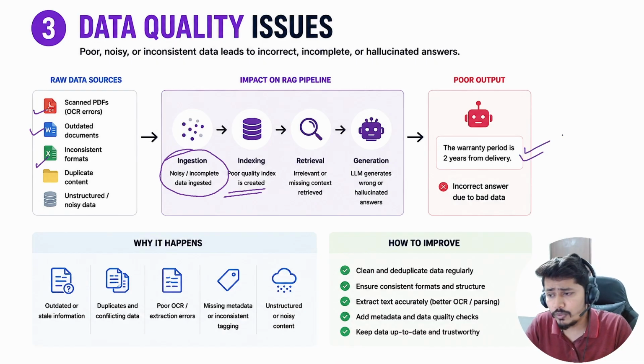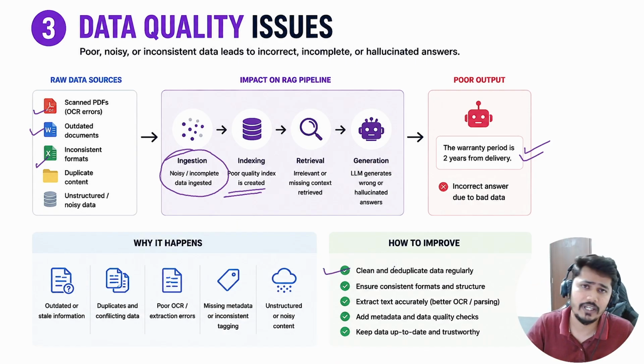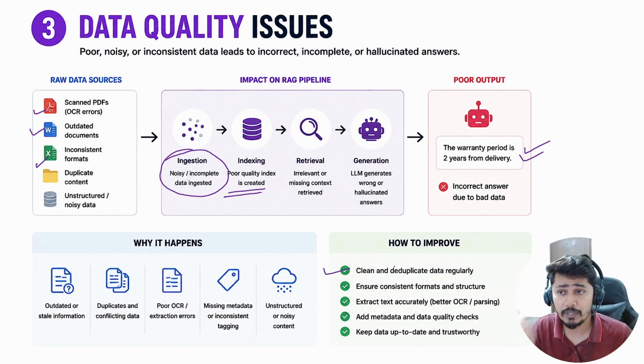So in order to deal with this, first of all you can focus on cleaning the data. Whenever you are ingesting new data into the production application, you should make sure that you have cleaned that data properly. Then you ensure that consistent formats and structure are maintained. What happens is that the format that you used while testing the model in non-production and the format that you are ingesting in production, if it is different, there are high chances your RAG operations will start failing.